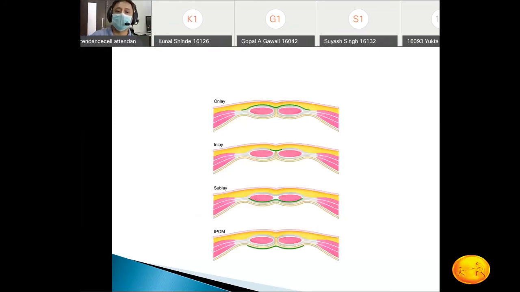This is how onlay, inlay, sublay and IPOM are used. In onlay, the mesh is above the rectus. Inlay is between the two recti. Sublay is below the rectus muscle, and IPOM is intraperitoneal.